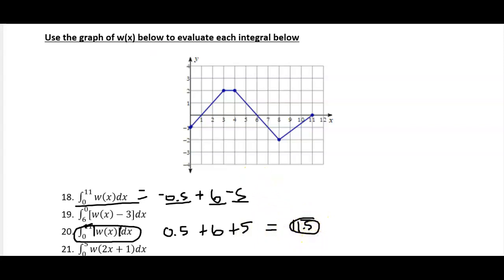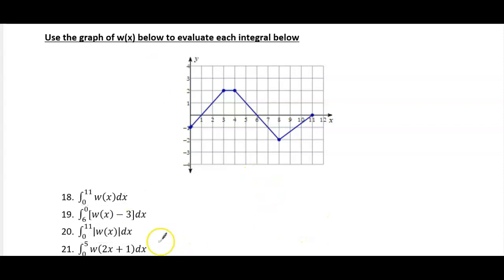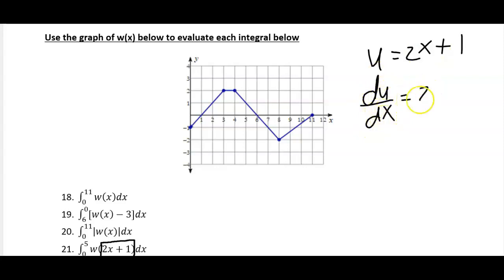Okay. Number 21, the last one for this set. This is a U sub problem. We don't like that being in there, so we're going to treat this like a U sub. My U is 2x plus 1. We're going to find the derivative of U with respect to x, which is 2. And then we want to get the dx by itself, which will look like this.